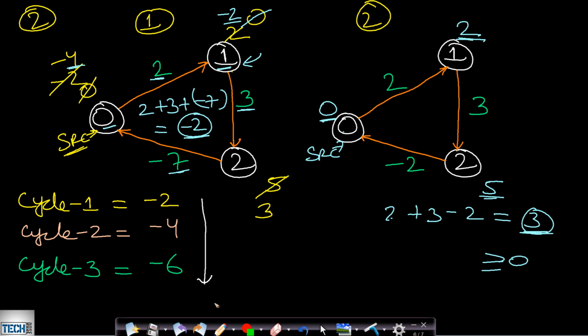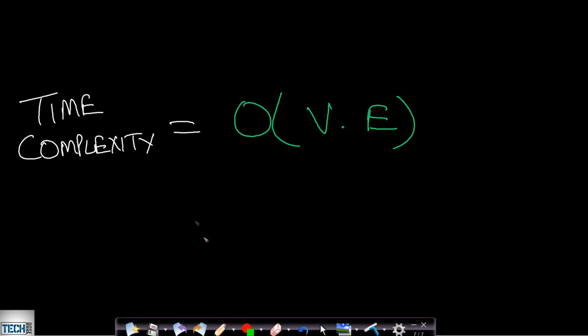So this is the logic behind the third step. Now the time complexity for this algorithm will be order of VE, because we were relaxing E number of edges for V minus 1 times at max. Let us now look at the code.